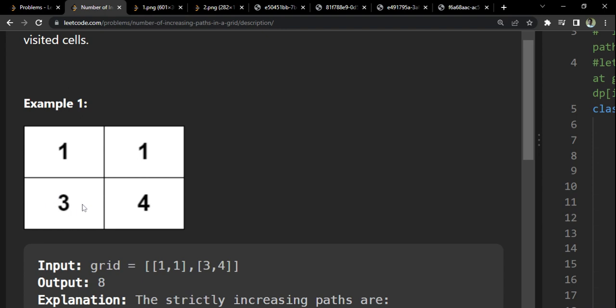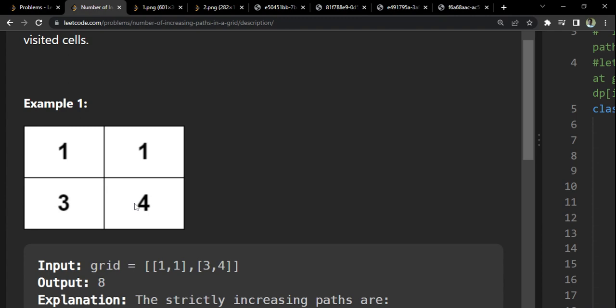I have the number of paths that end at 3. Now, when we talk about 4, 4 is greater than 3 and it's adjacent also. So all the paths which end at 3 can be extended to 4. But it need not be the only source of paths for 4. Paths to 4 can come from other sources also. But we can add all the paths that come to 3.